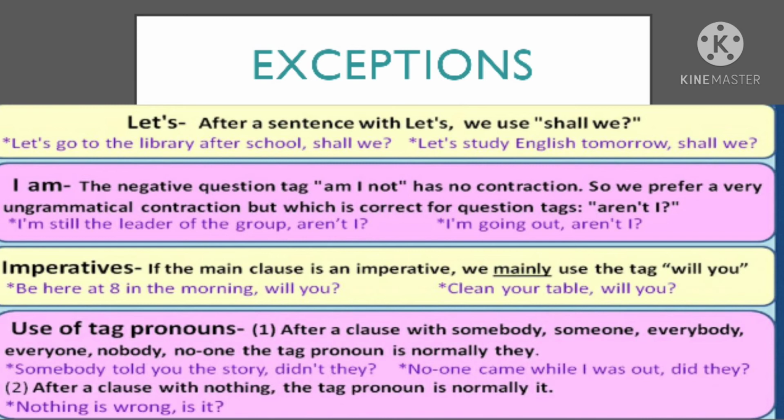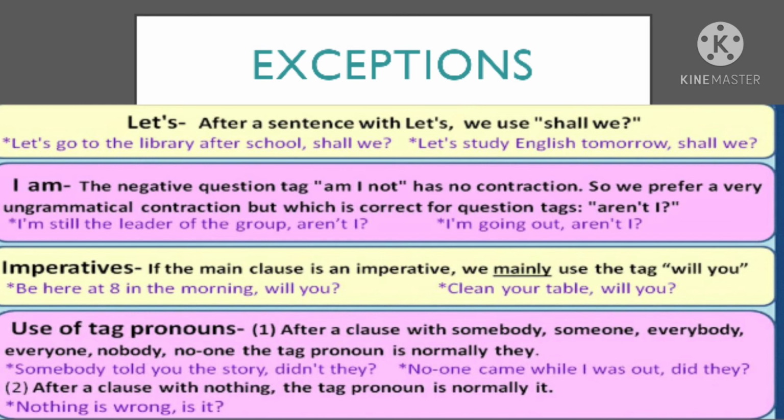Next, if you get I am, then we are not going to write am and I. The negative question tag am I not has no contractions, so we avoid an ungrammatical contraction. But which is the correct question tag? Aren't I. If the statement starts with I am, then don't write am not I or am I not. What you have to write is aren't I.